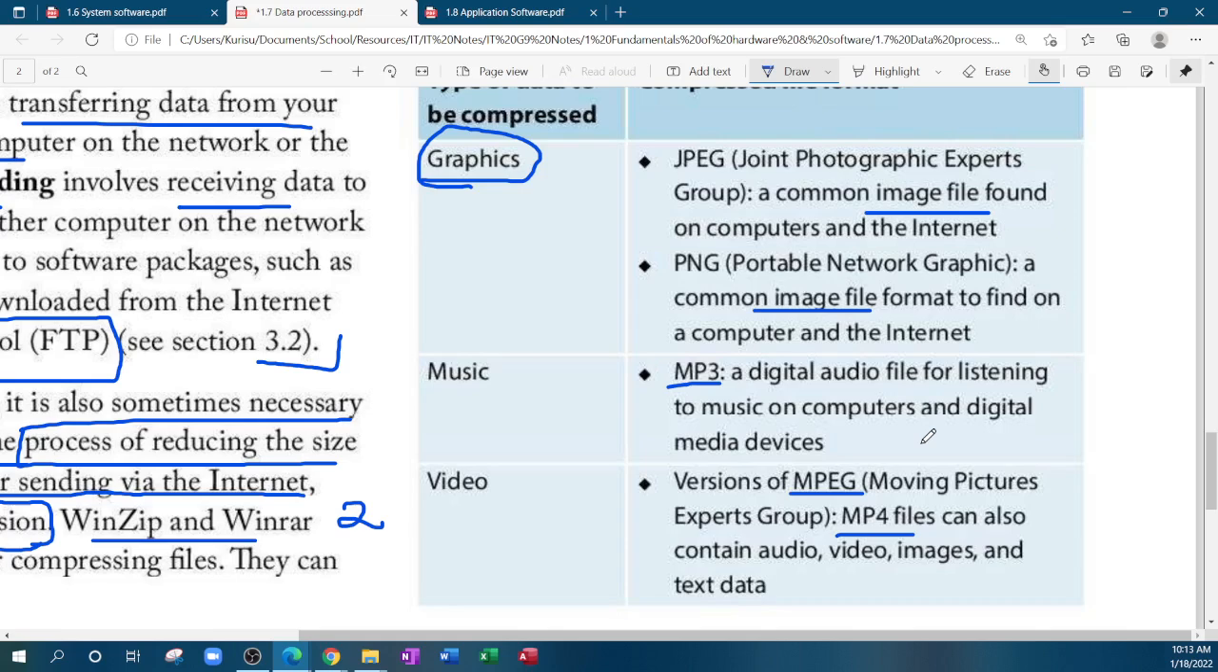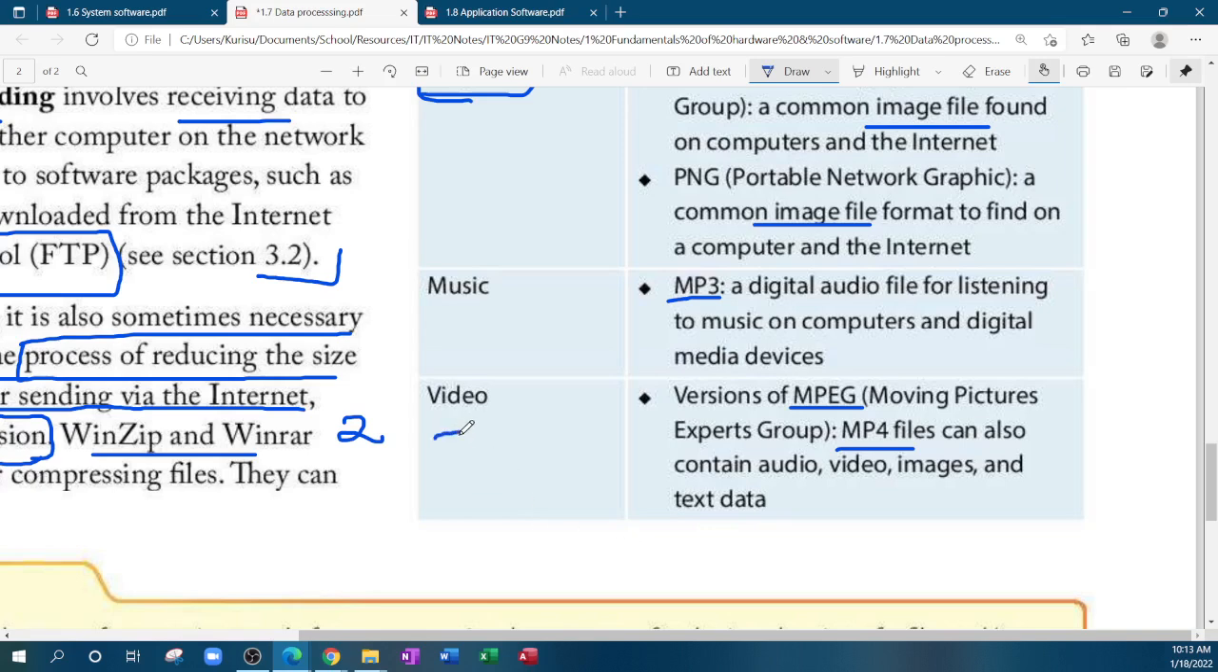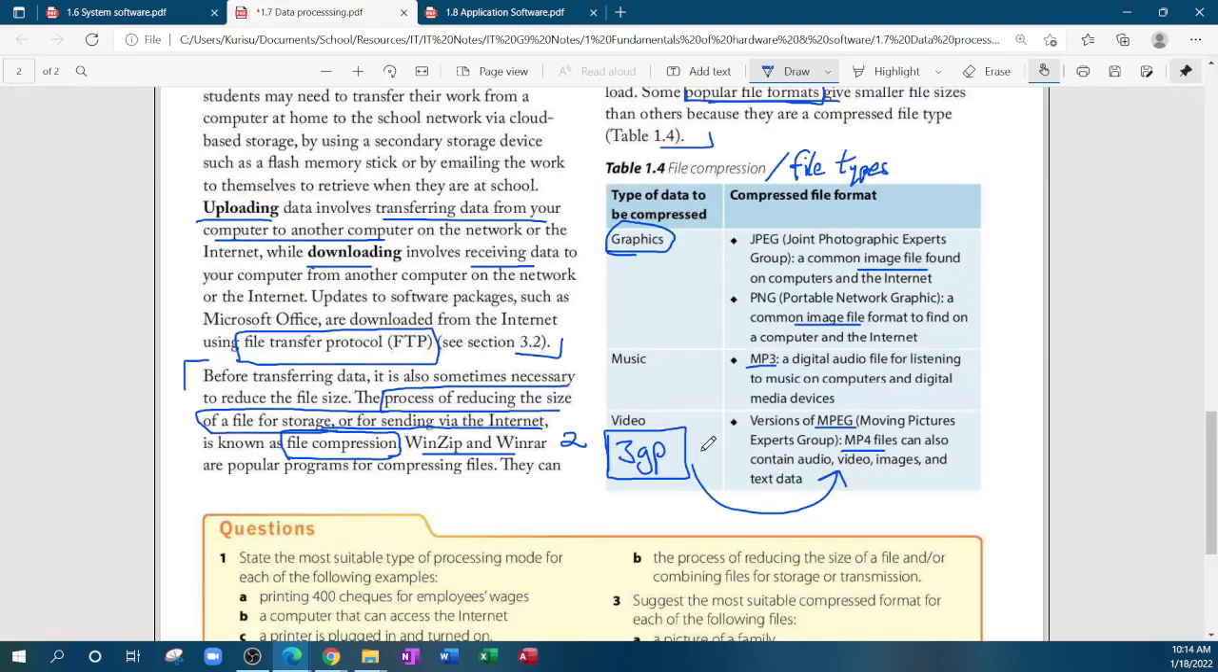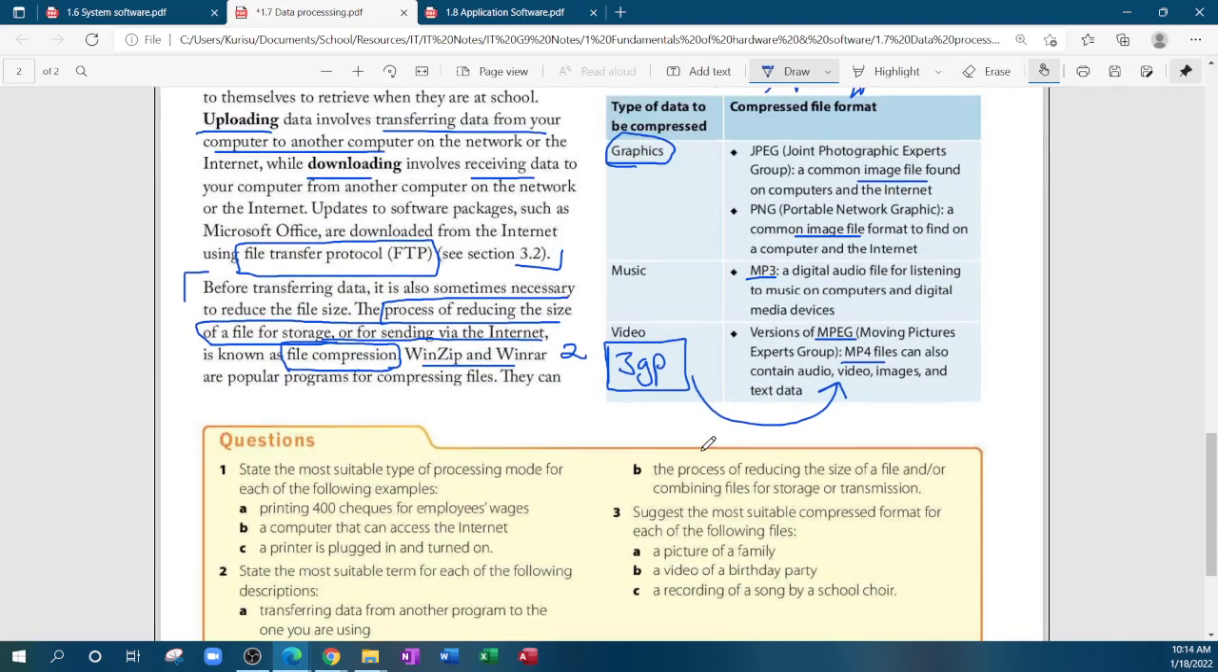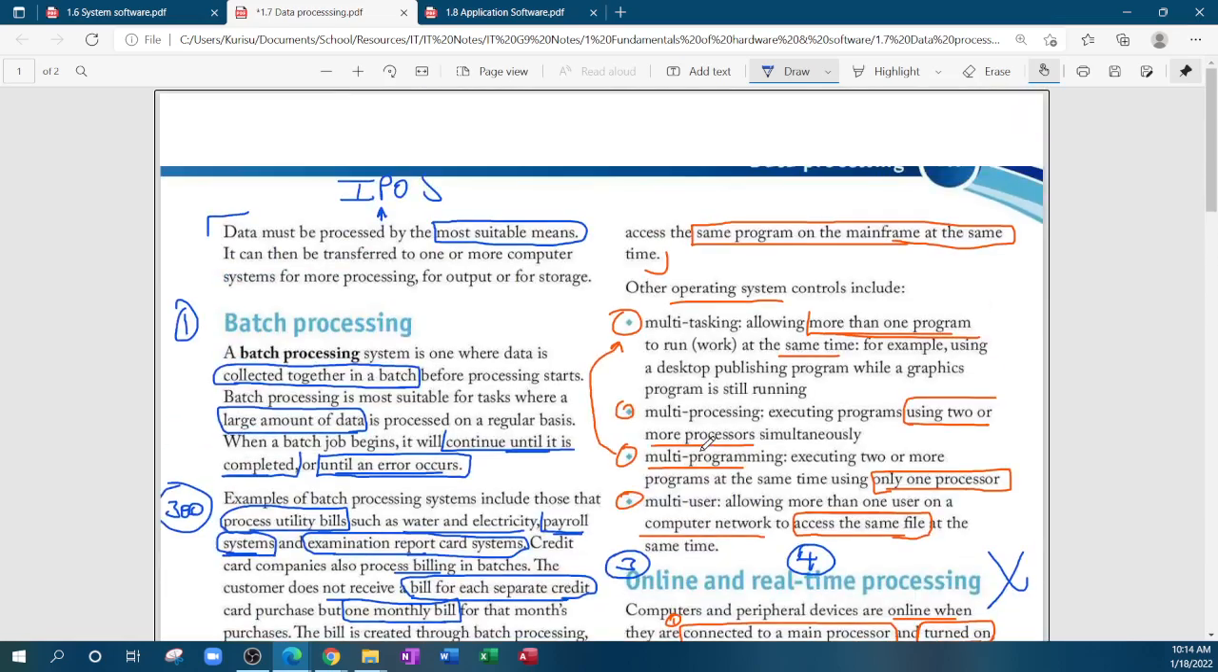So have any of you ever heard about the video format 3GP? No, sir. No? Alright. Well, let me not go into that. Because if any of you ever come across it, you would notice that 3GP is smaller than MP4. So persons that have smaller storage might actually go for 3GP videos rather than MP4, because that would have a smaller storage capacity. Alright, so we've wrapped up chapter 1.7.